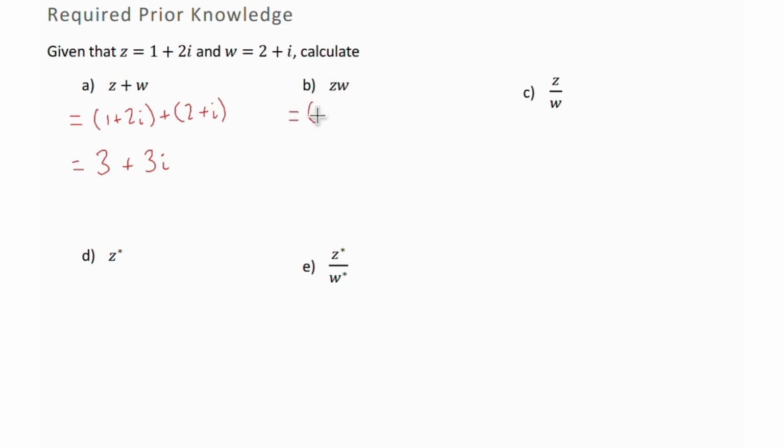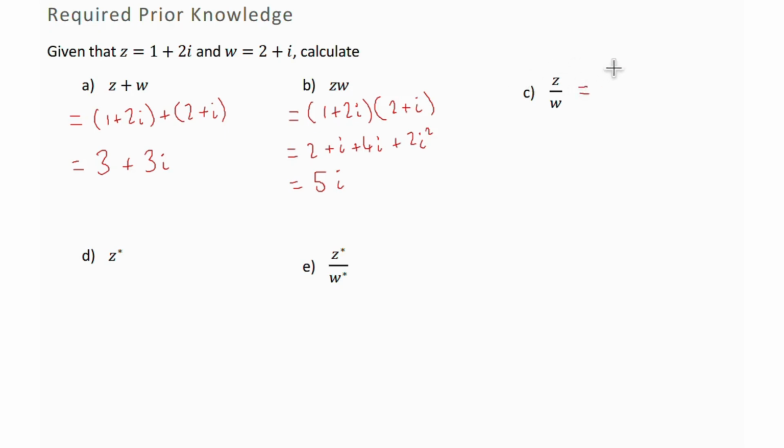z times w, that's 1 plus 2i times 2 plus i. Expanding that, 1 times 2 is 2, 1 times i is i, 2i times 2 is 4i, 2i times i is 2i squared. i squared, remember, is negative 1, so this becomes 2 take away 2, and i plus 4i, so we just get left with 5i as our answer there.